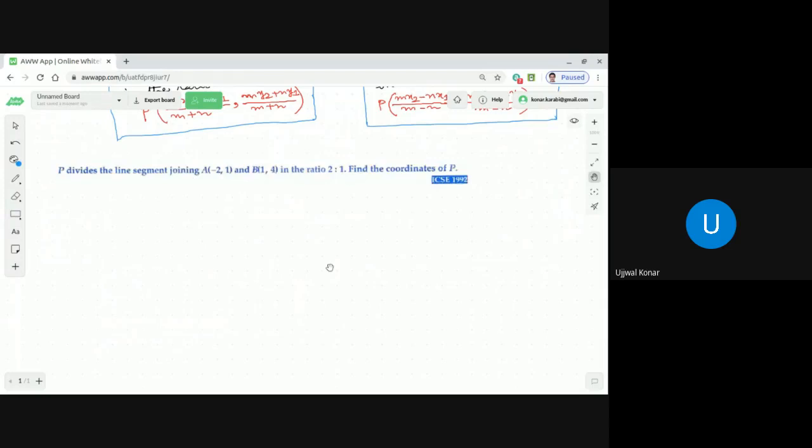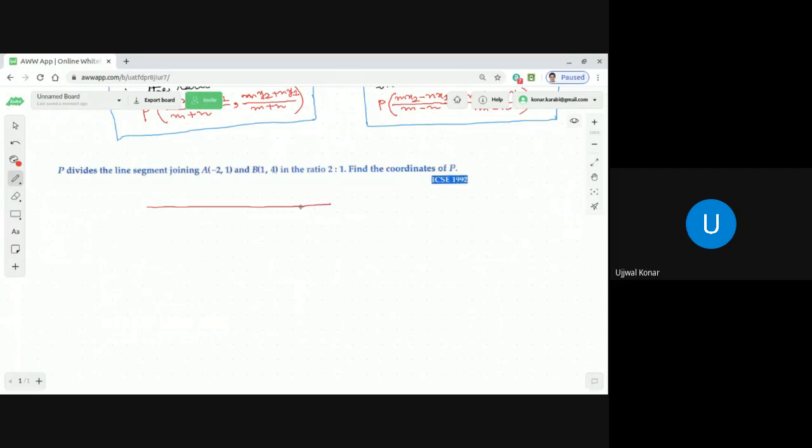Okay, great. Now let's solve this problem together. What is the question here? P divides the line segment AB in the ratio 2:1. Find the coordinates of P. So what is that point? First, it is better to draw a diagram, or rather a line segment.